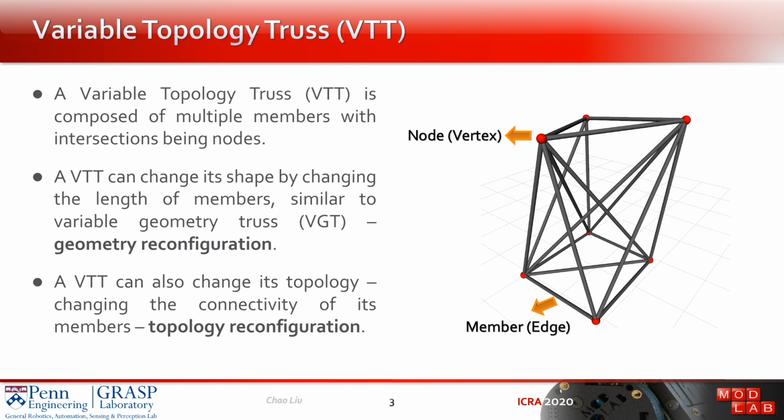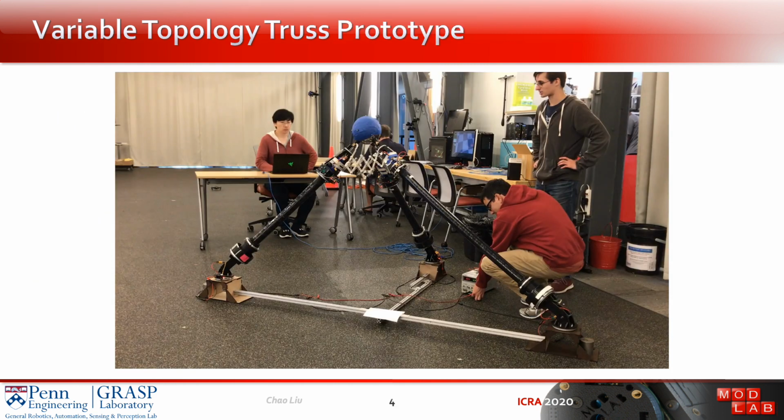Similar to variable geometry truss, or VGT, it is composed of multiple members and the intersections among members are nodes. A VTT can change its shape by changing the length of members, like a VGT, and this process is called geometry reconfiguration. Also, it can change how members are connected. This process is called topology reconfiguration.